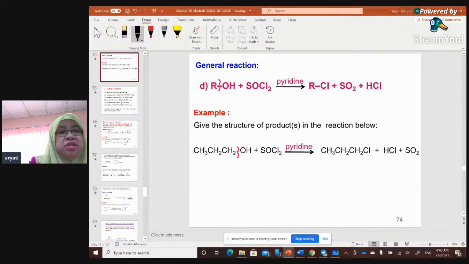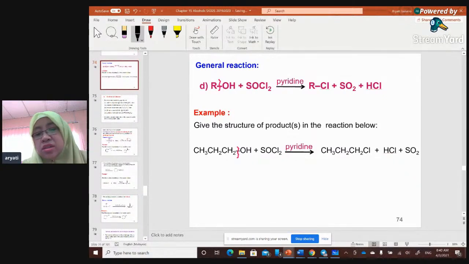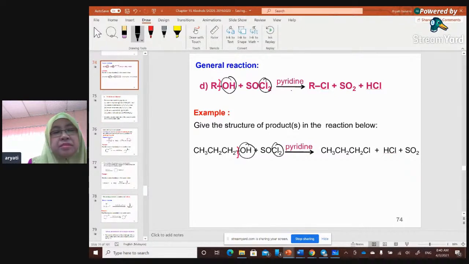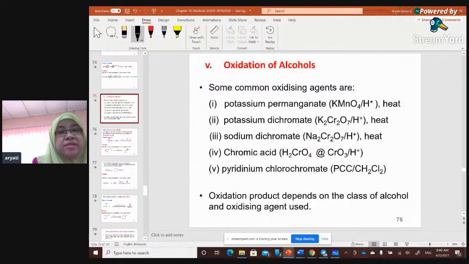Okay, so this is the general reaction between alcohol and SOCl2. So OH substitute with Cl. In pyridine, it will produce RCl, SO2, and HCl. Example, 1 propanol react with SOCl2 in pyridine. OH is substitute with Cl. So it will produce CH3, CH2, CH2Cl. So this is 1 chloropropane. It's a type of haloalkane.